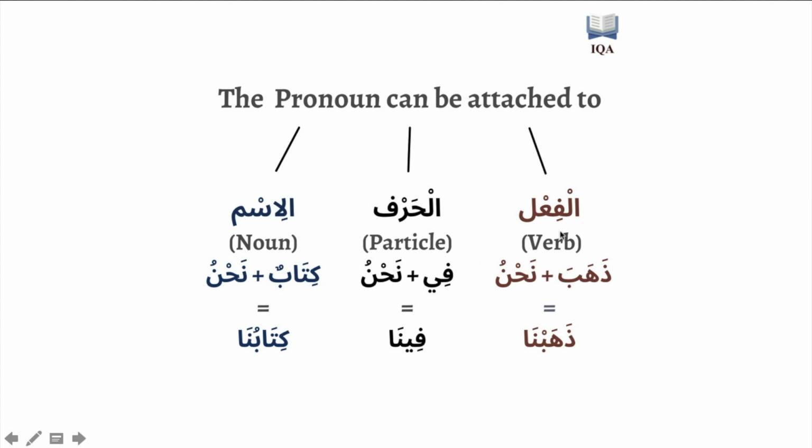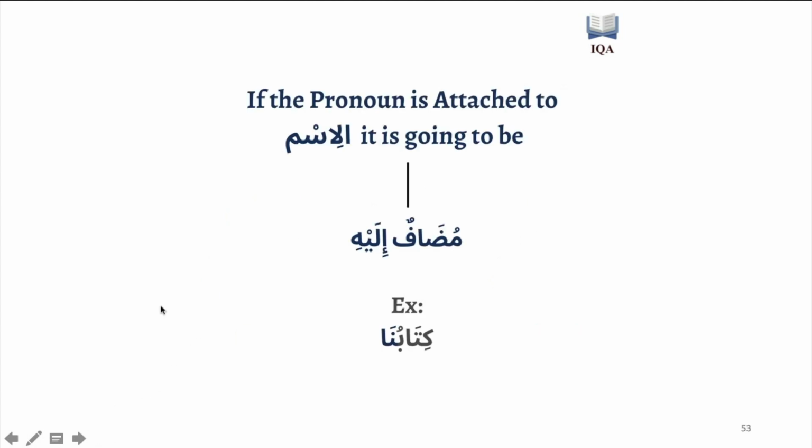And a pronoun can also be attached to a verb. So for example, dhahaba means to go or he went. Nahnu means us. Dhahabana means we went. In this video, we won't be discussing verbs. We're only going to be discussing pronouns when they get attached to an ism, a noun, or a harf, a particle. First and foremost, when a pronoun gets attached to an ism, it's always going to come as a mudaf ilayh.